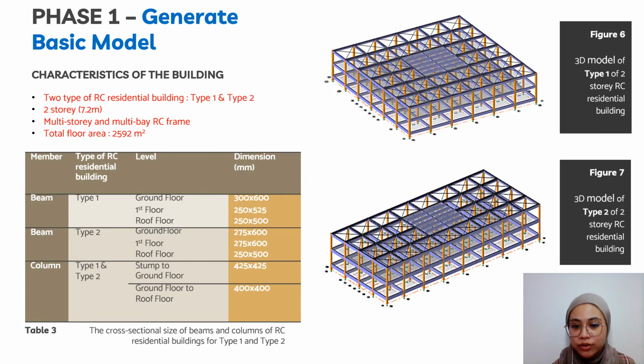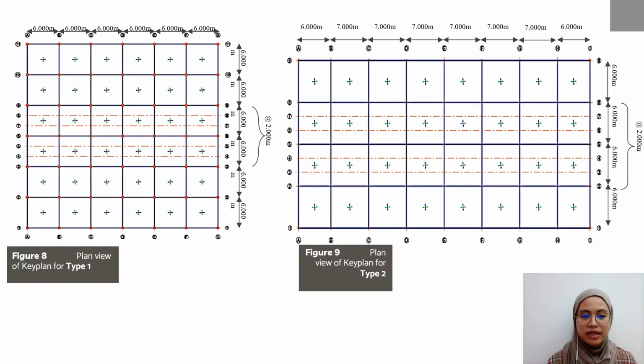Now I will go through each phase. This phase involves generating a typical key plan of a two-story RC residential building in Malaysia as the basic model. Table 3 shows the cross-sectional sizes of beams and columns of the RC residential buildings for type 1 and type 2. These figures show the plan view of the key plan for type 1 and type 2.